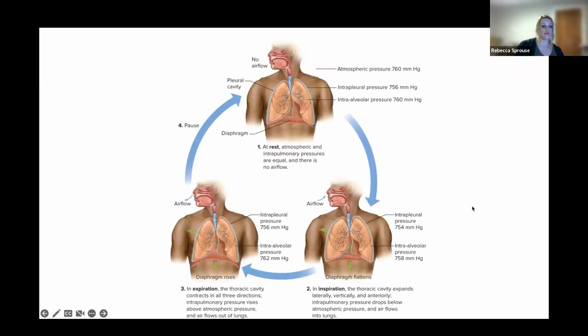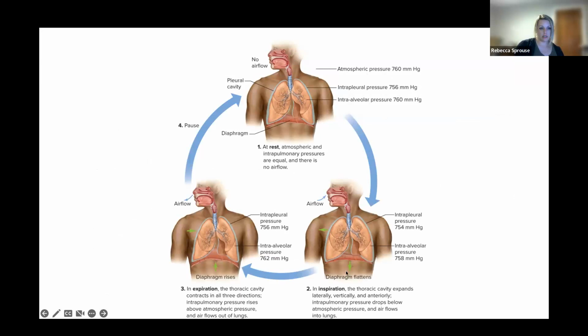And here's what this looks like. Here's a figure from your book. So at rest, essentially these pressures are going to be equal. Notice how your intrapleural pressure is slightly negative, right? It always needs to be slightly negative compared to your other pressures.